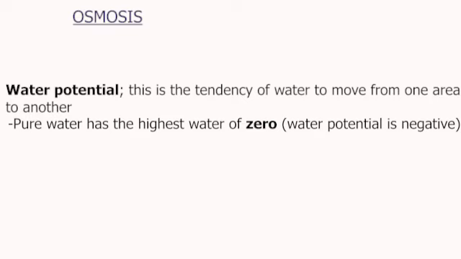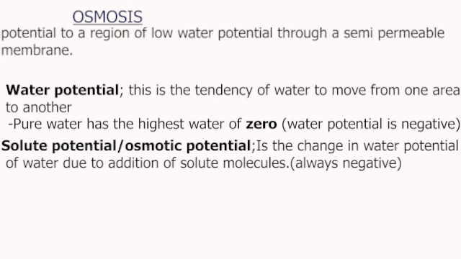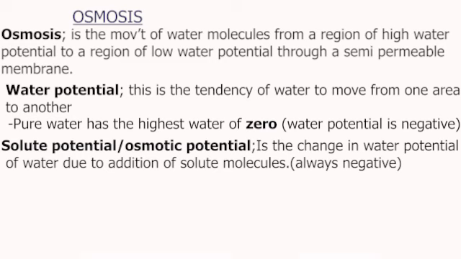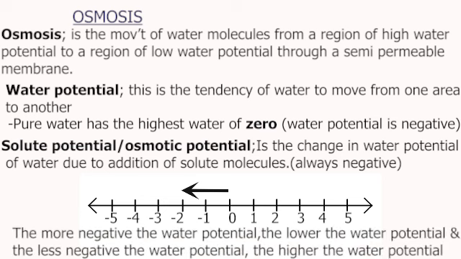So solute potential is therefore the measure of change in water potential due to the presence of solute molecules, and solute potential is also always negative. So osmosis is the movement of water molecules from a region of high water potential to a region of low water potential. Note that the more negative the water potential, the lower the water potential, and the less negative the water potential, the higher the water potential.